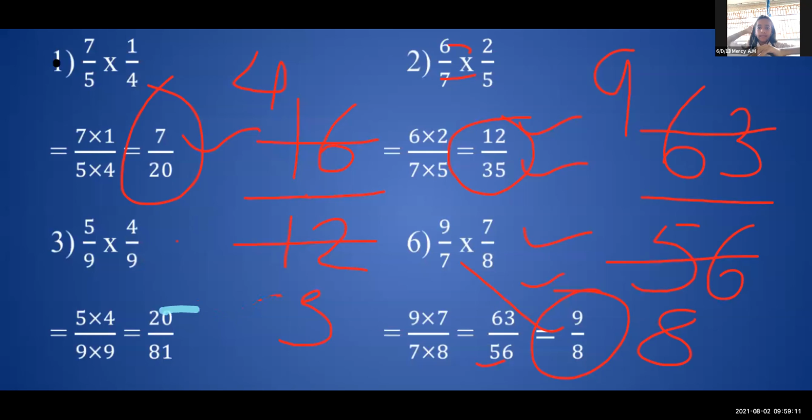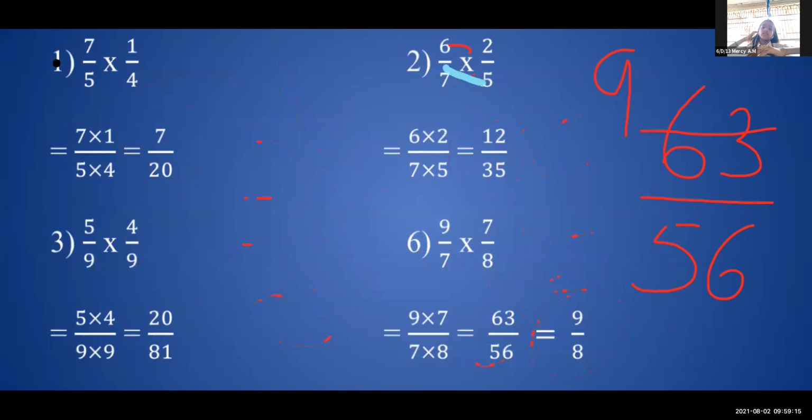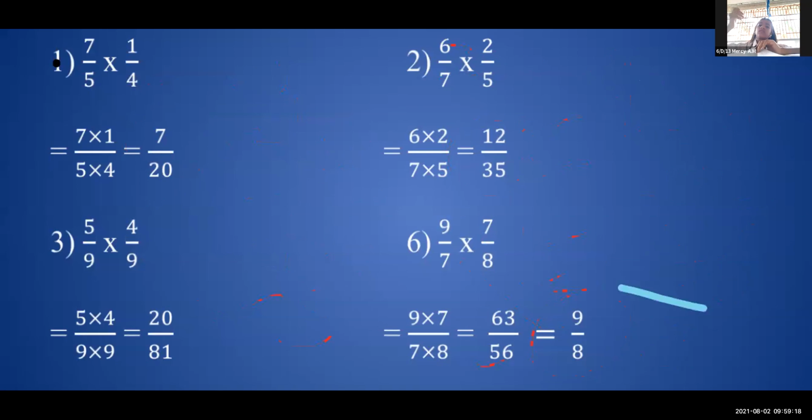So in this way we are going to solve multiplication. When we are going to solve multiplication, we have to solve straight by straight. 7 को 1 से, then 5 को 4 से. So here it will be 7 1s are 7 and 5 4s are 20.